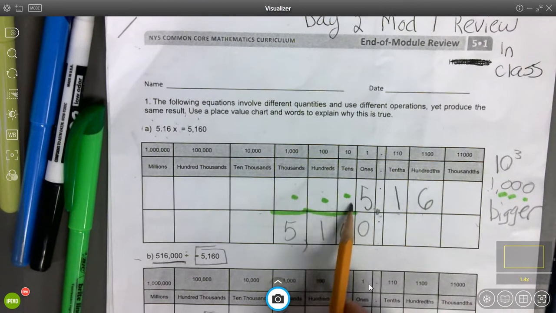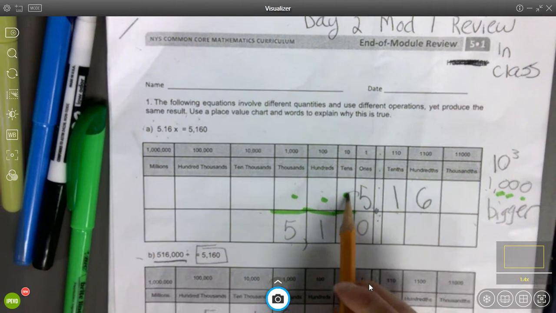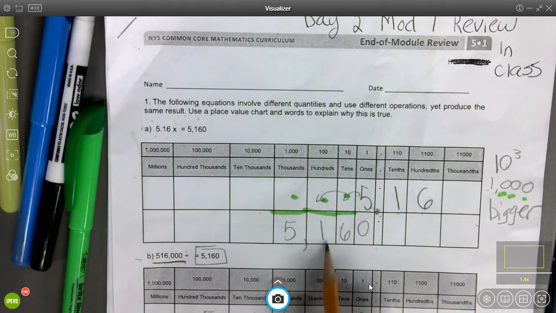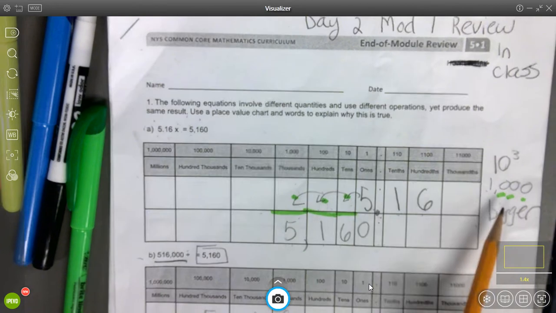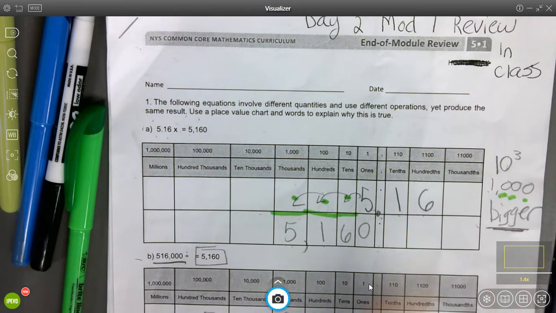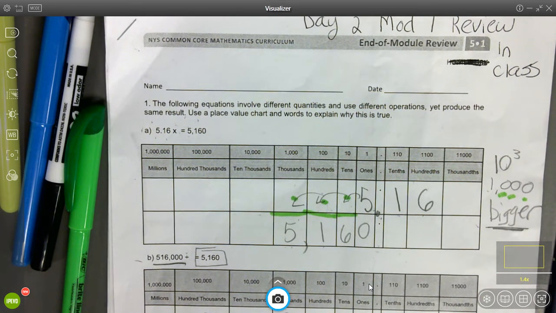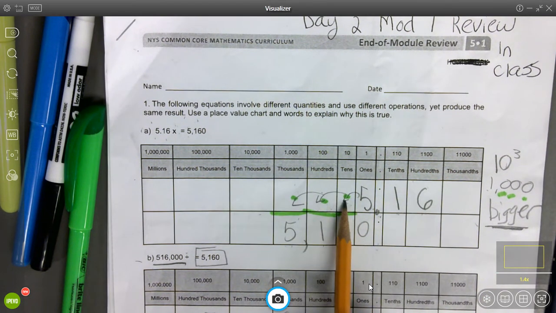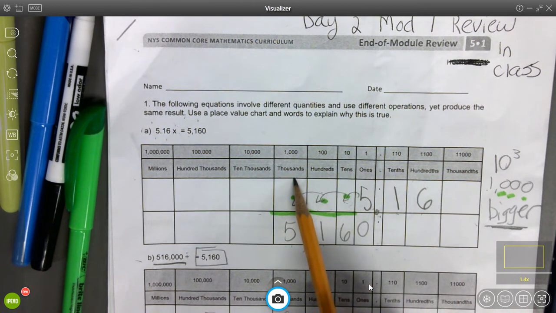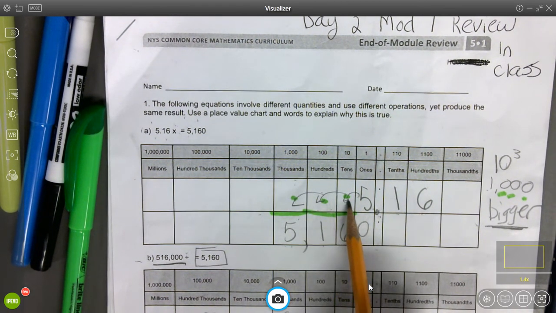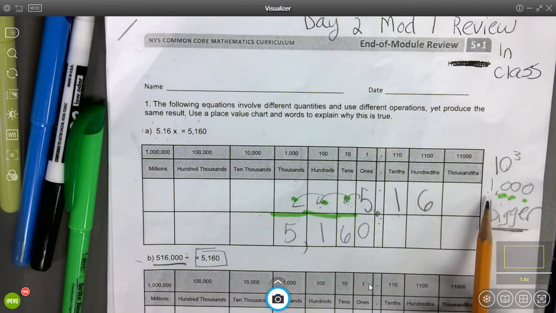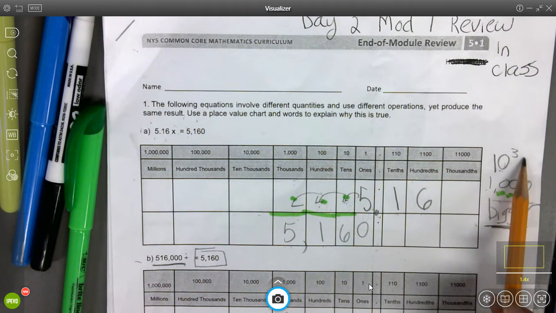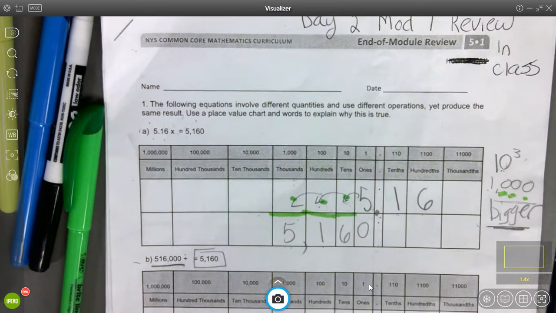So if you see, I've highlighted here, we had to make 3 jumps in order to create the new number, 5,160. And that means, because we're multiplying, we were getting bigger. And if we're asked how many times bigger, remember, every time we move a place value space, we're going up by powers of 10. So if we make 3 jumps, that's 3 zeros, or 1,000 times bigger. Or another way to say that is 10 to the third power, to use your exponent form.